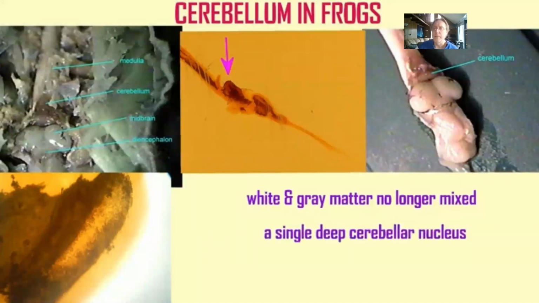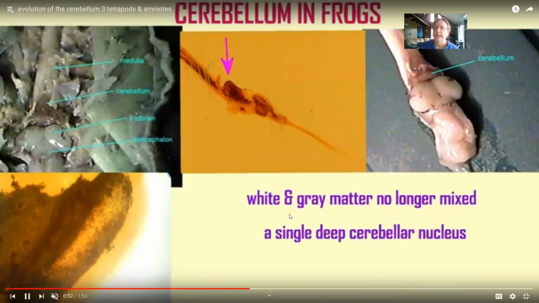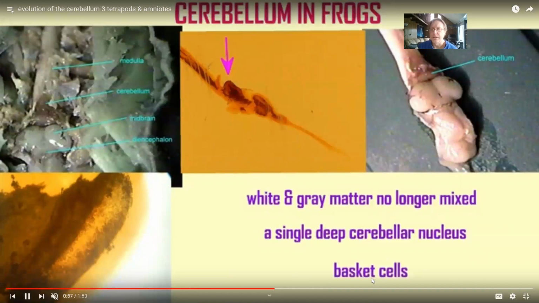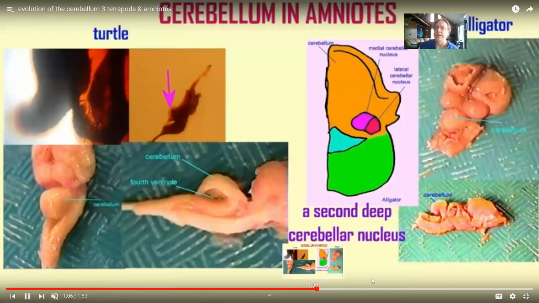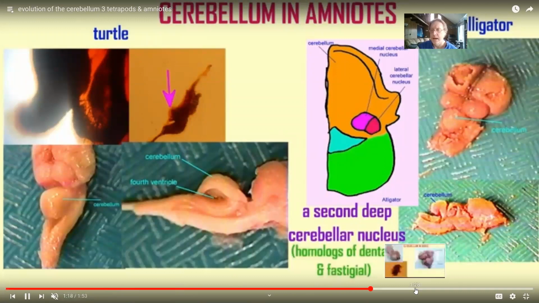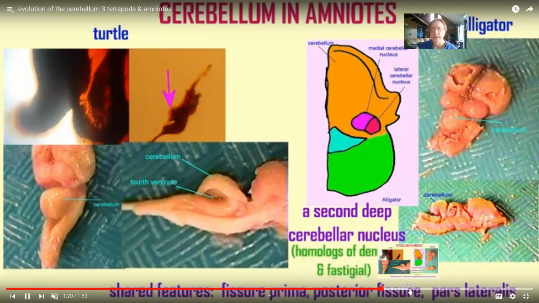So now the white and gray matter is no longer mixed, and there is a single deep cerebellar nucleus. Remember that eventually we'll get to 3 in mammals. Another cell type known as basket cells exists in all of the tetrapods. By the time you get to the amniotes, the reptiles, there is a second deep cerebellar nucleus. Once again, mammals will have 3. So the dentate and fastigial nuclei have homologs by the time we get to this point. And there are some other shared features as well.